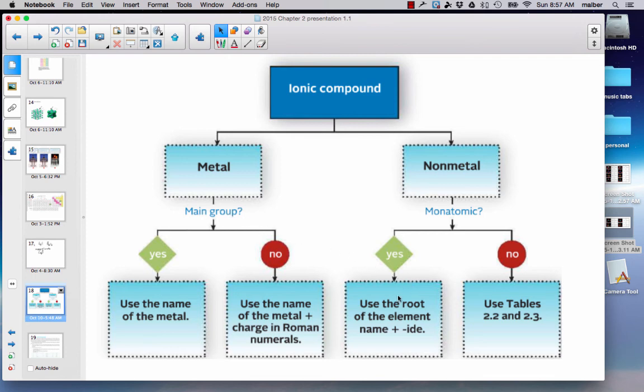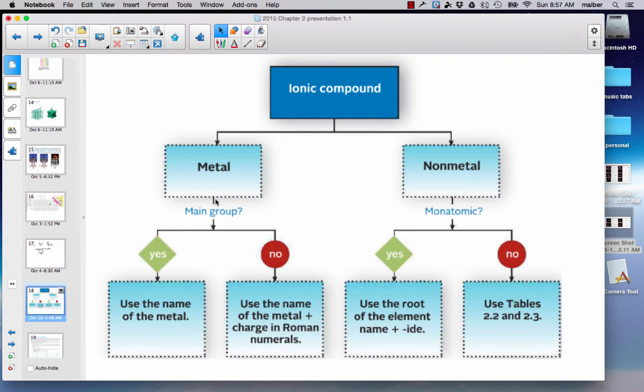Okay, over here for the negative part, the anion, if the anion is an element, so monatomic, then you just say the name plus IDE. So that would be like chloride. And then we have a situation that we haven't talked about, that we'll talk about in the next video, and that's if the anion is not a single element, but is a polyatomic. So we'll talk about that next.